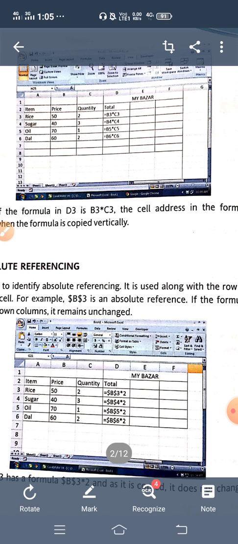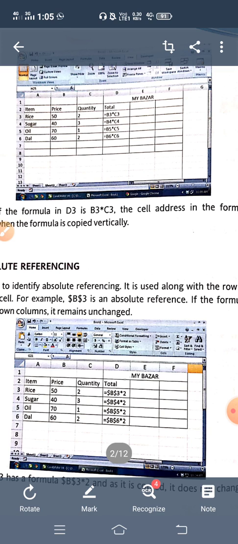Now our task is that we need to calculate the total. So we have to apply the formula in such a way that we apply it in only a single cell, not in all the cells. We will apply the formula only in one cell, and after that we will copy that formula into different cells, and automatically it will get changed.